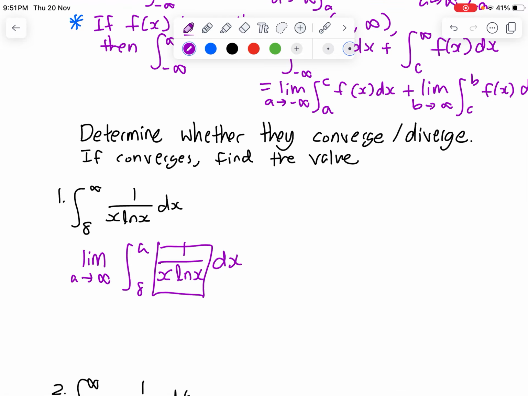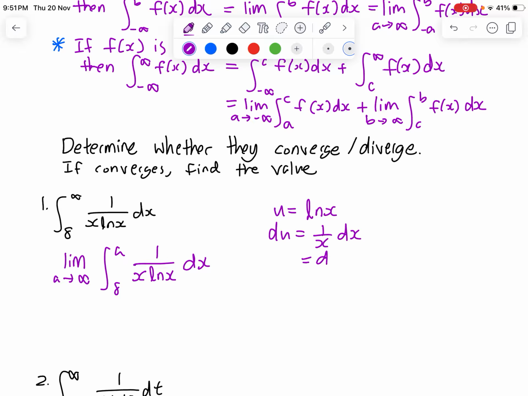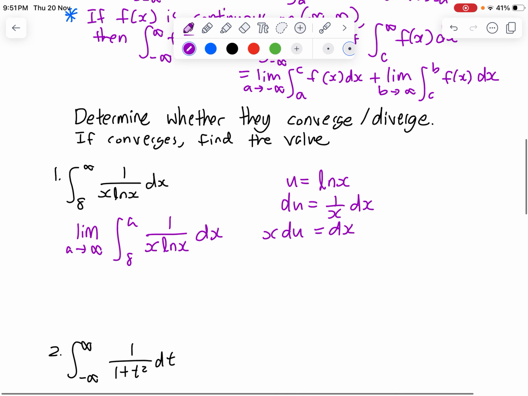So now let's actually try to solve this. We have 1 over x ln of x. How do we do this? We can use u-substitution. In this scenario, I want to let u equal ln of x. Then du is the derivative of ln of x, which is 1 over x dx. Isolating dx, we get x times du.